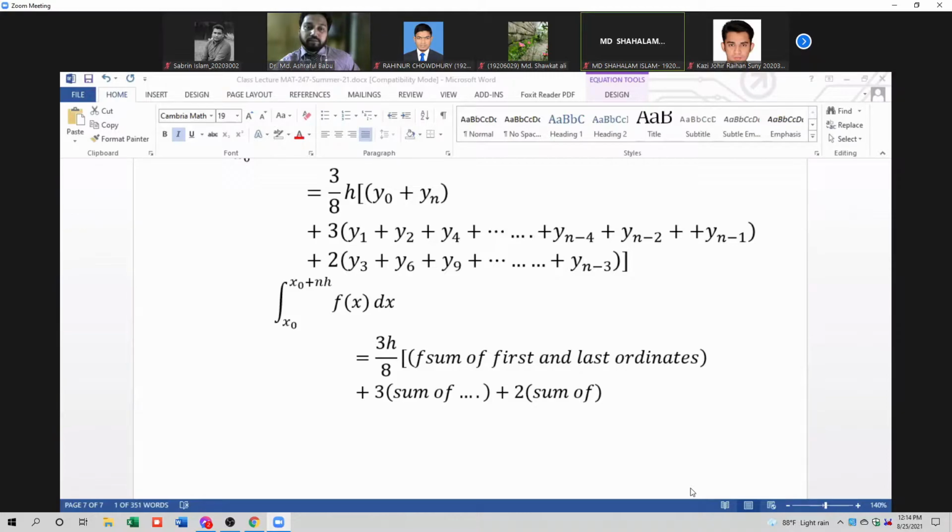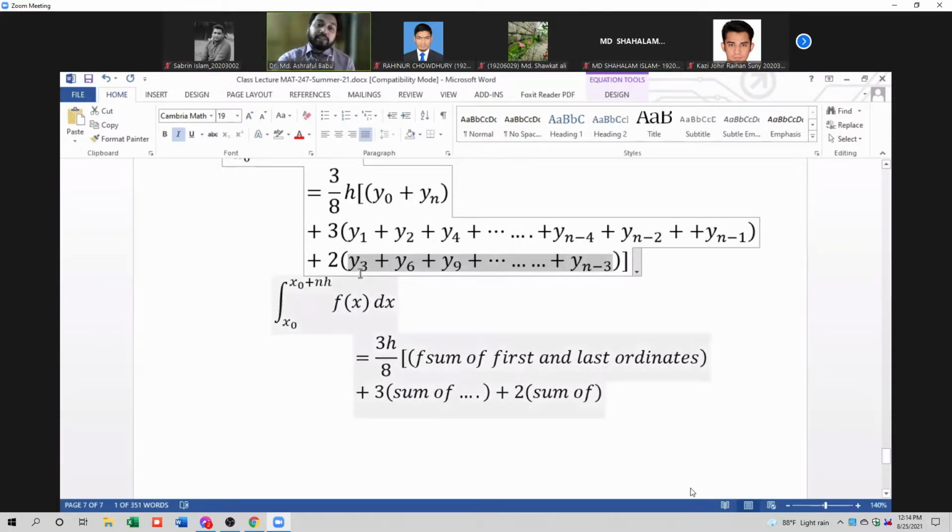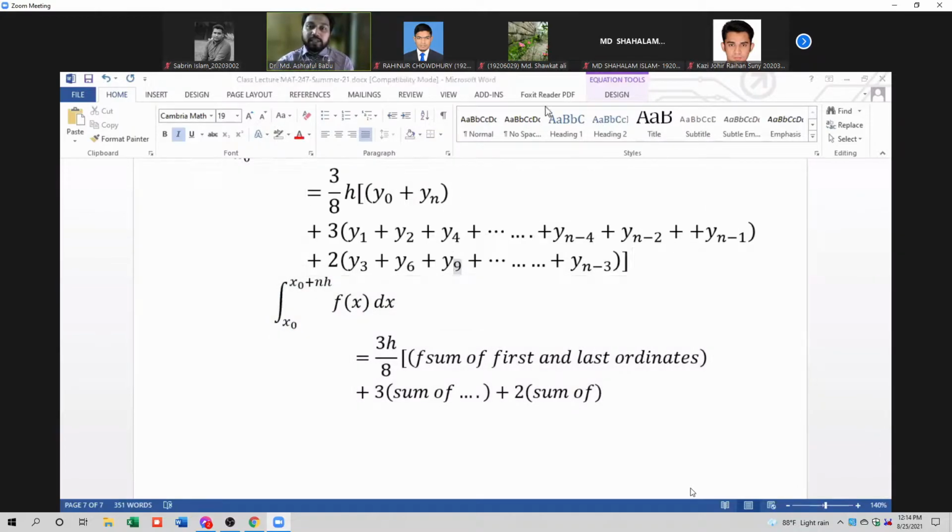Okay, so look at that, this is y3, 6, 9, n minus 3. That means these are multiples of 3. That means 3 into 1 is 3, 3 into 2 is 6, 3 into 3 is 9, 3 into 4 is 12. These are the terms. So y3, y6, and so on are actually multiples of 3. Understand this thing? Yes, sir.